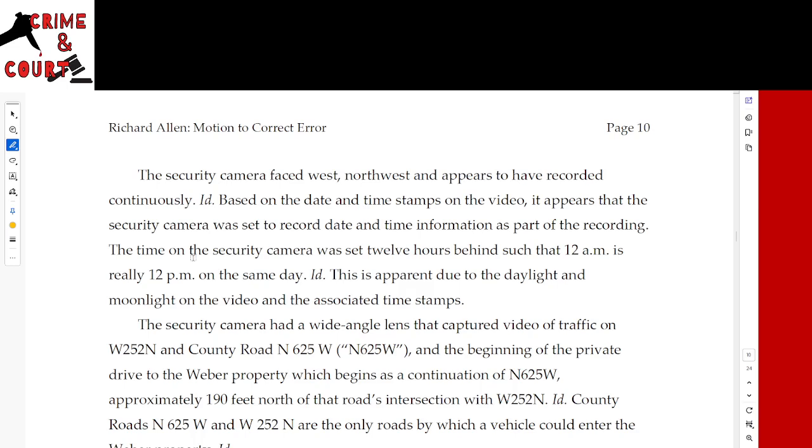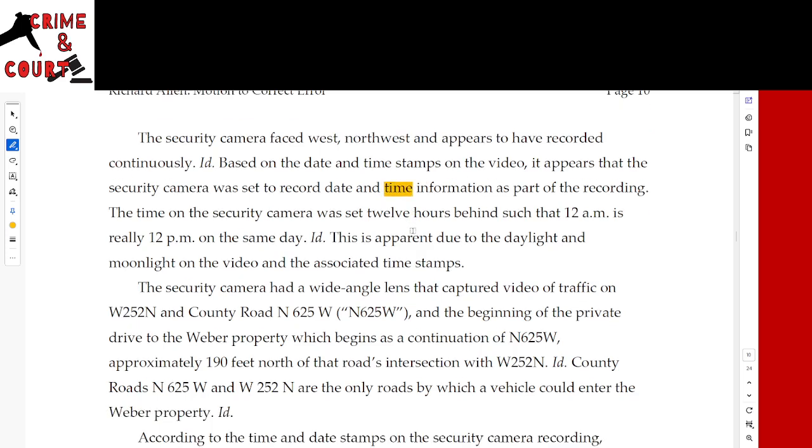All right, so based on the date and timestamps on the video, it appears that the security camera was set to record date and time information as part of the recording. So that time was on there. Time on the security camera was set 12 hours behind, such that 12 a.m. is really 12 p.m. on the same day. So you can just reverse it. This is apparent due to the daylight and moonlight on the video and the associated timestamps.